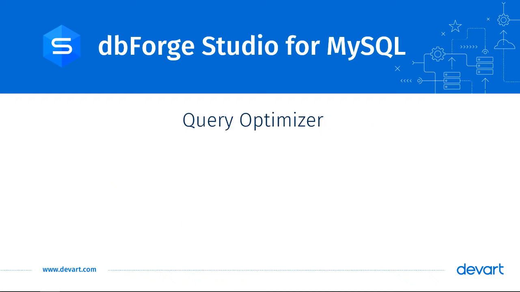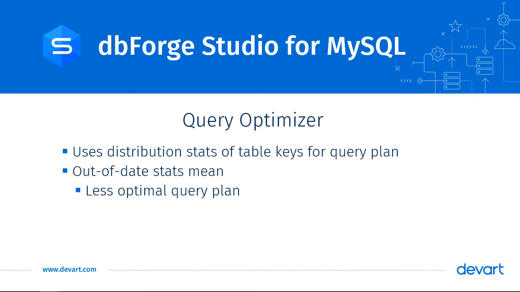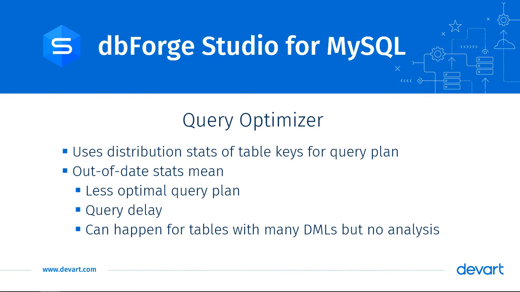When MySQL runs a query, the query optimizer uses the distribution statistics of keys in the tables to find an optimal query plan. If the distribution statistics is not up to date, the optimizer works with out-of-date distribution values, which can result in suboptimal query plan. Sometimes this can significantly delay the query. This can happen when a table has gone through many inserts, updates, or deletes without being analyzed.